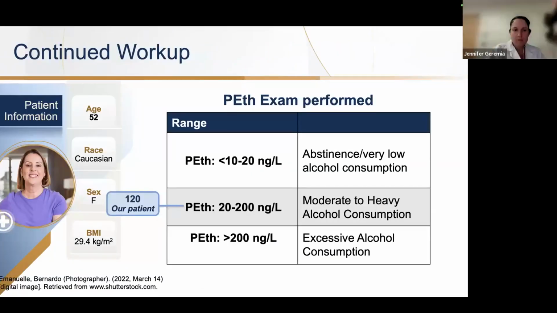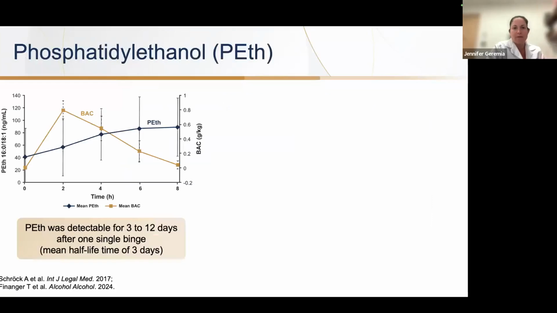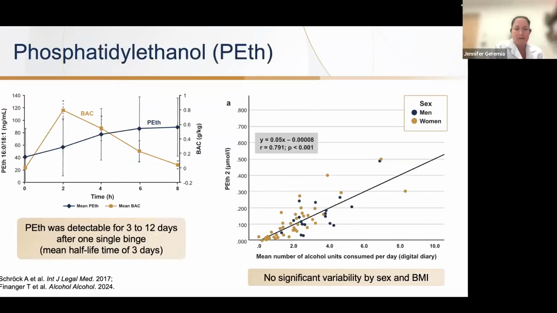So looking again here at the PEth ranges, our patient fell at 120. She did report that she was doing 2 glasses of wine per day, but that is fairly moderate daily use, right? It's not a binge, but she is using alcohol every day in terms of the range. And again, expressing to the patient that you have this number and teasing out how much they're drinking. So after a binge, it's valid in your bloodstream up to 12 days, but more moderate use, it sticks around up to 28 days.